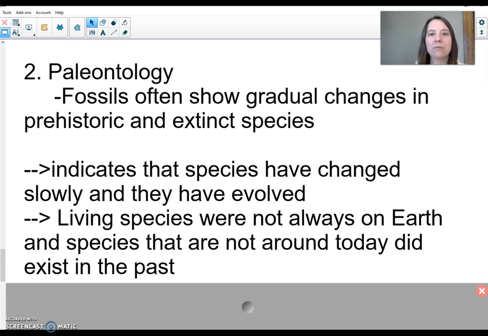So this may seem obvious, but this was not obvious 150 years ago. It was assumed that all of the animals on the Earth had always been there, and that there was nothing that had been around that was no longer around. So we can see, let's say, the evolution of horses and how they have changed slowly over the last, I'm not quite sure, but 50 million years. And we can also see that dinosaurs were around, but they're not around anymore.